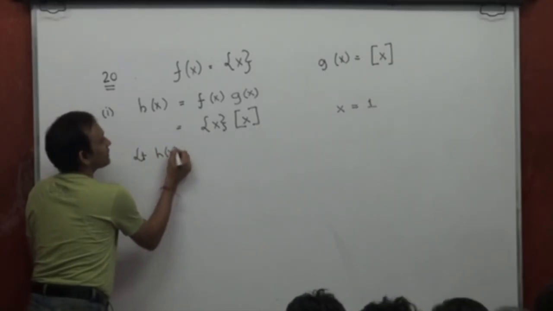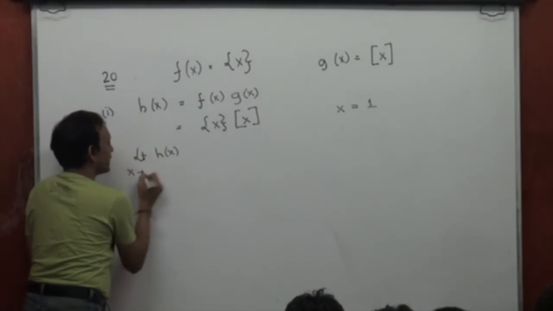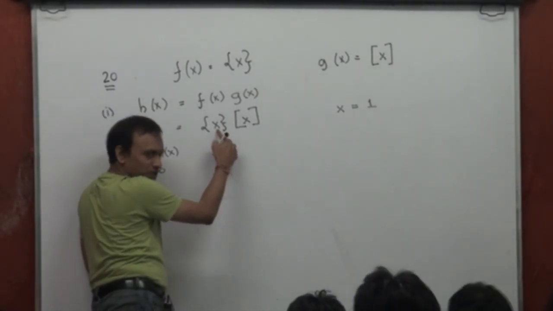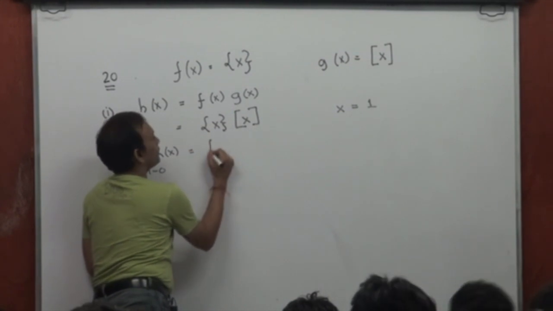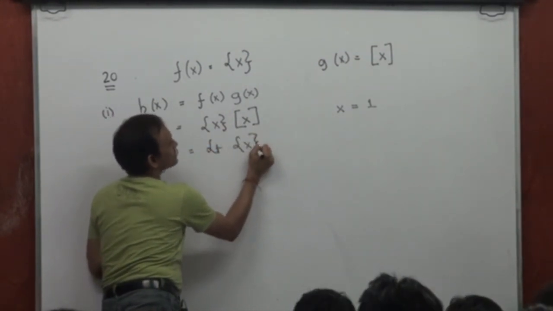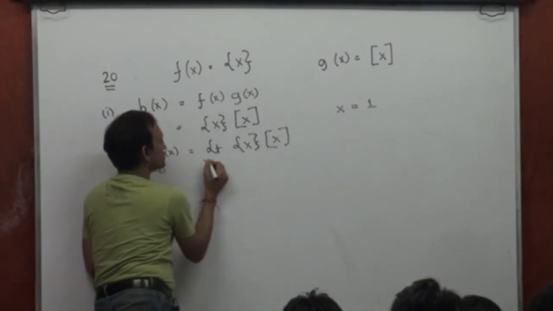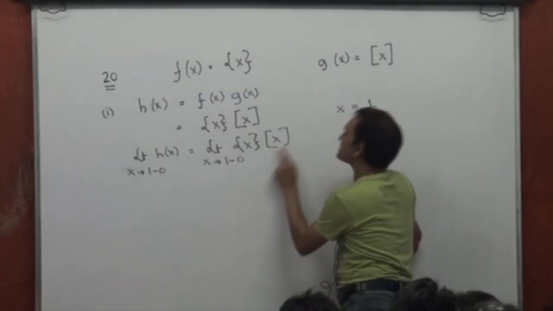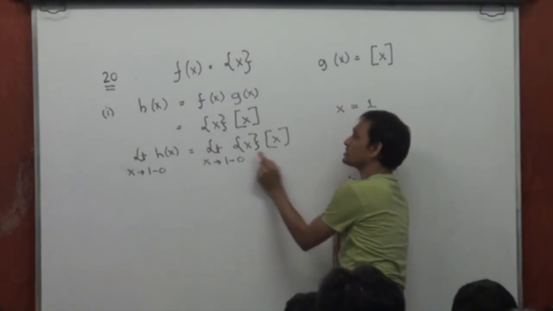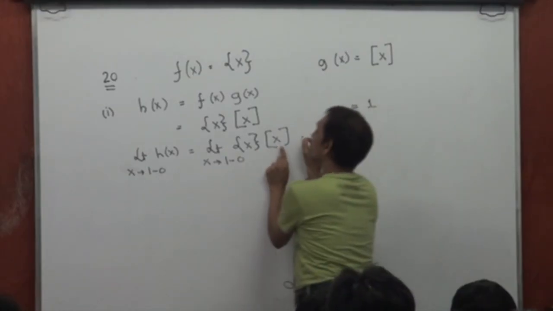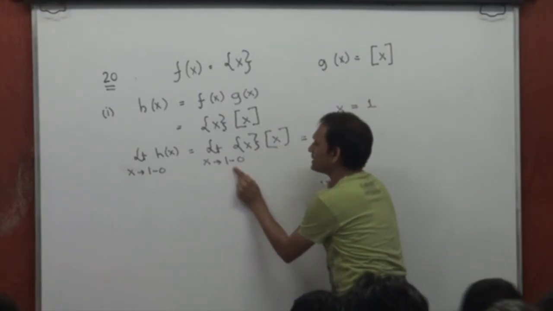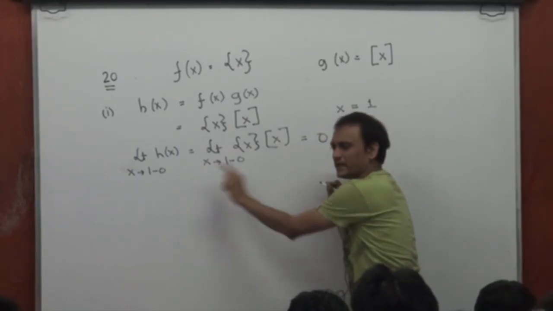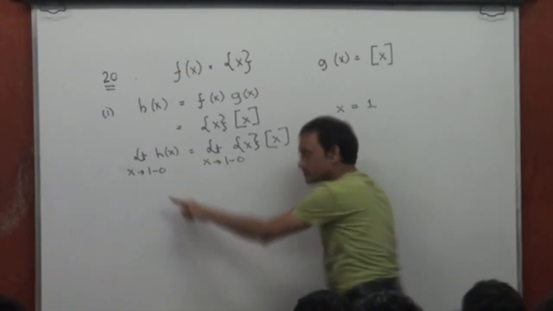Limit h(x), x tends to 1 from the less than 1 side. Obviously, the value of the function at x equal to 1 will be 0 because the fractional part of 1 is 0, right? Limit fractional part of x into box x, x tends to 1 from the less than 1 side. When x is slightly less than 1, x lies between 0 and 1, so box x is identically 0. It does not matter what the fractional part of x is, so this is going to be 0. So the left hand limit at x equal to 1 is 0 for h(x), right?